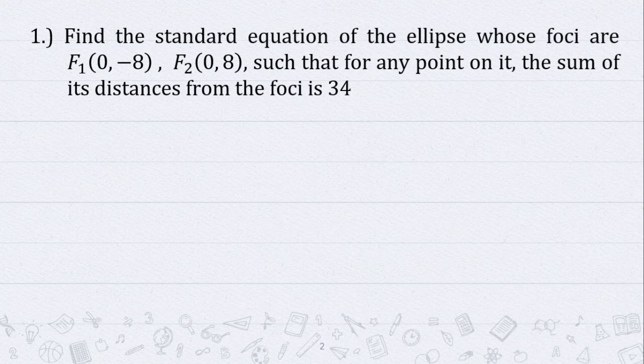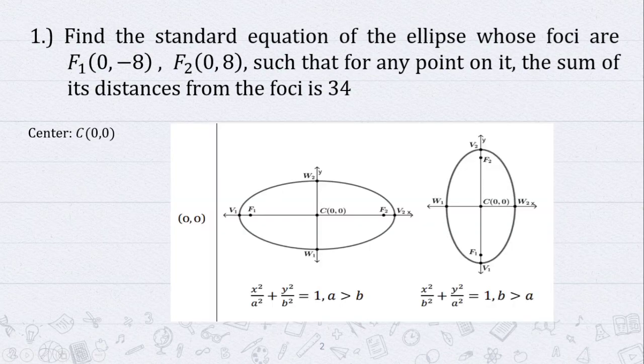Recall that our center is the midpoint of our foci, our vertices, and our co-vertices. Therefore, to get our center here, we have to get the midpoint of (0, -8) and (0, 8), which is obviously (0, 0). Since our center is at (0, 0), there are two possible equations here. Since our foci (0, -8) and (0, 8) are found on the y-axis, we will be using this equation.